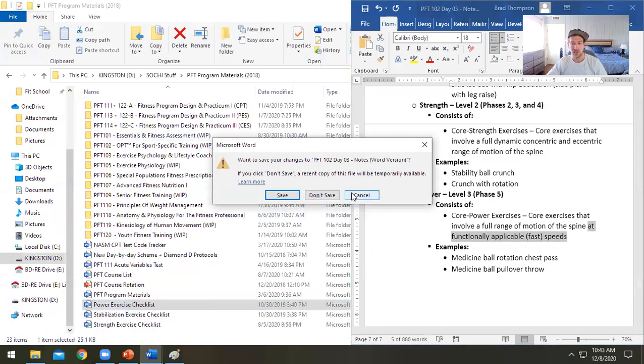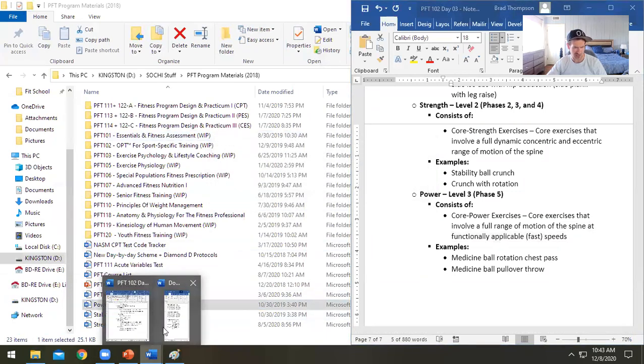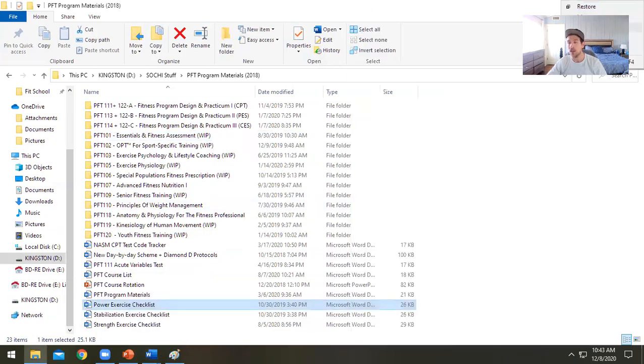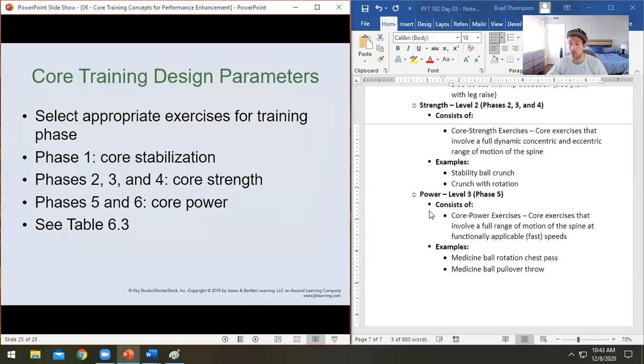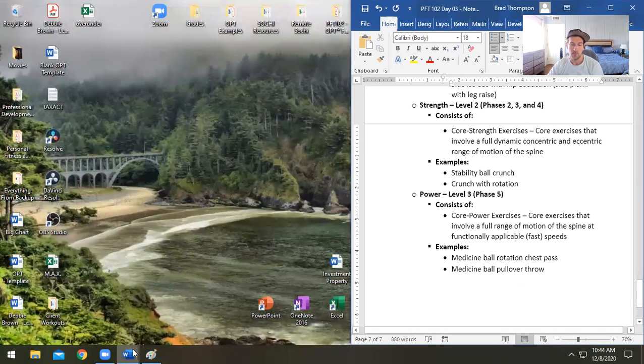So again, when it comes to our stabilization stuff, we go from not moving the spine, then we move into the strength stuff where we move our spine, then we move into the power stuff where we move our spine fast and explosively. Now you will notice it says phase 6 here. That's your sport specific training. That's where you would do something that is core based for whatever athlete you're actually training, specific to their sport. So go ahead and ignore that phase 6 for now. But phase 1, we use core stabilization. Phases 2, 3, and 4, we use core strength. And phase 5, we use core power.